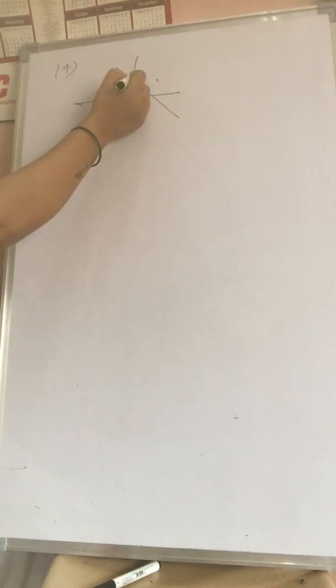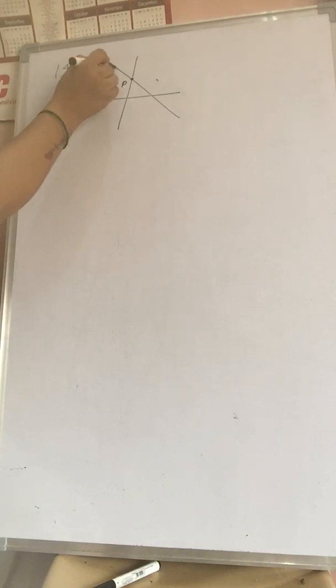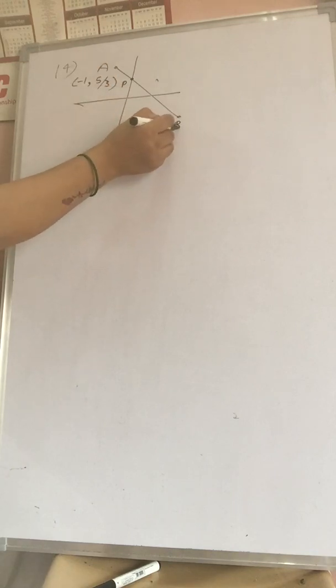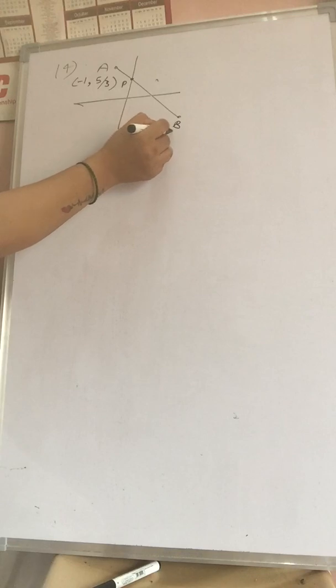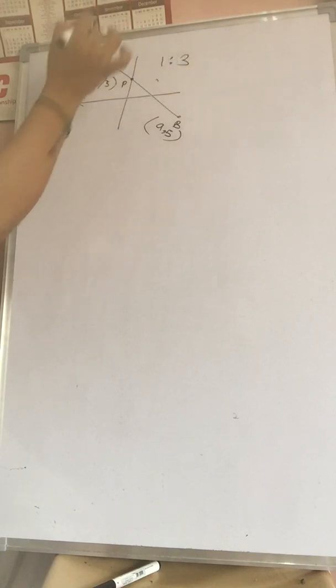A and B points which are divided in the ratio 1:3 at P, and the point where the line segment AB intersects the y-axis. This is the coordinate axis. Suppose this is the line which intersects the y-axis. This is the P point. And the coordinate of A, suppose this is the A point, is -1, 5/3. And this is the B point, A, 5. And the ratio is 1:3.